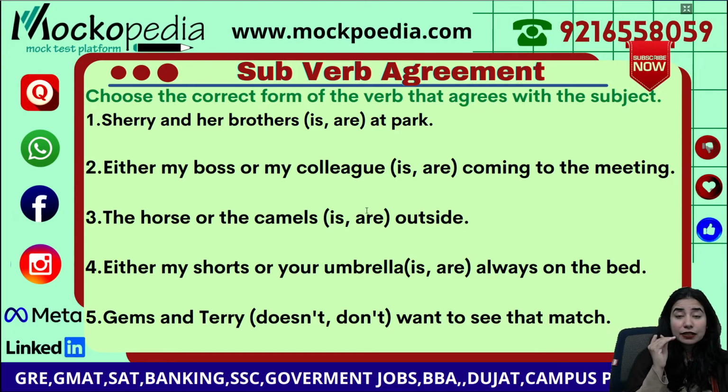Now let's take a look at the fifth statement. James and Terry doesn't or don't want to see the match. So James is singular, Terry is singular. These are two nouns, two subjects which are connected by "and," hence the subject is going to be plural. So the verb is going to be plural. Between "doesn't" and "don't," you need to keep this in mind that "don't" is plural. If you don't know this, please write it. "Don't" is plural and "doesn't" is singular. Since the subject is plural, we are going to go for a plural verb and hence the answer is going to be "don't," right? So I hope we are clear with these five statements, right?